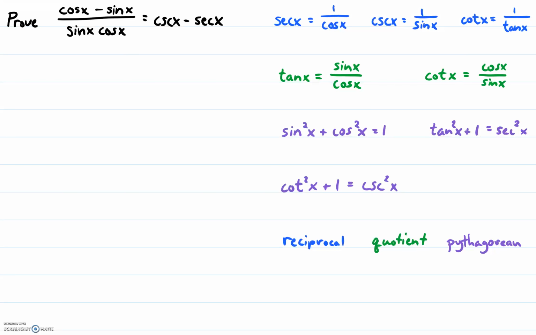But for this particular problem, notice we only have one term on the left-hand side. All of that is one big fraction, so that's one term. And on the right-hand side, we have two different terms. This is something to look out for, because anytime you want to break one term into two terms, you want to see if there's some way you can break up the fraction into two different fractions. So we're going to use algebra and put each of the terms in the numerator over the denominator. That will give us cosine x over sine x cosine x, minus sine x over sine x cosine x.